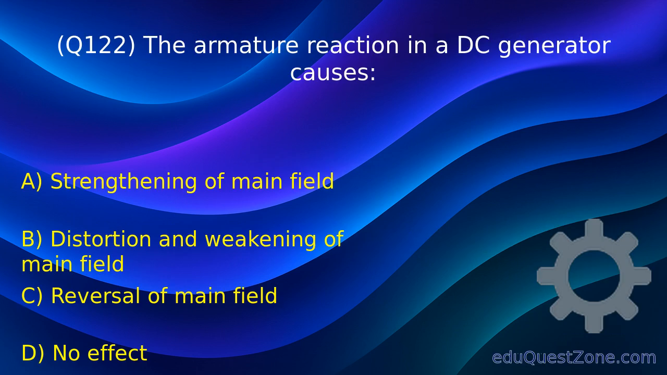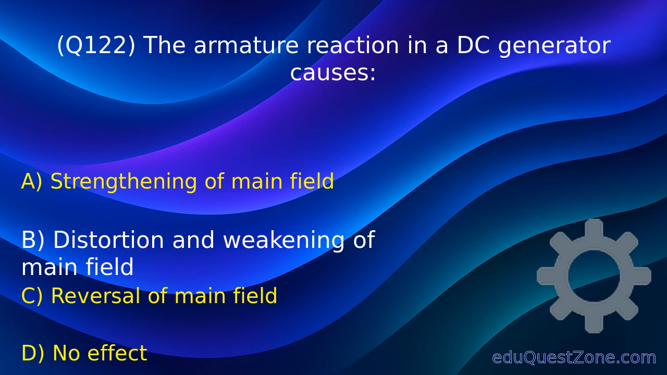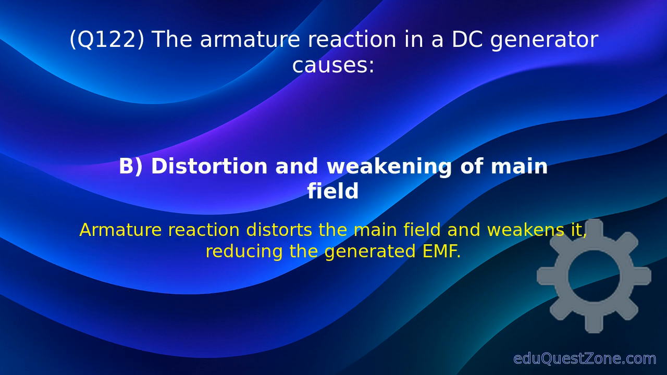Question 122. The armature reaction in a DC generator causes... Option B, distortion and weakening of main field. Armature reaction distorts and weakens the main magnetic field, thus reducing EMF.